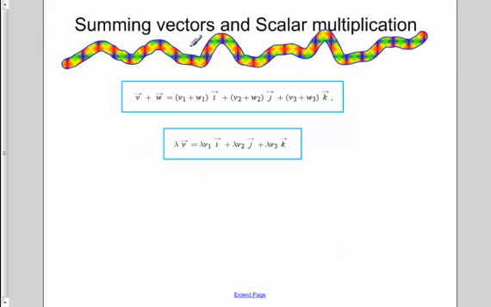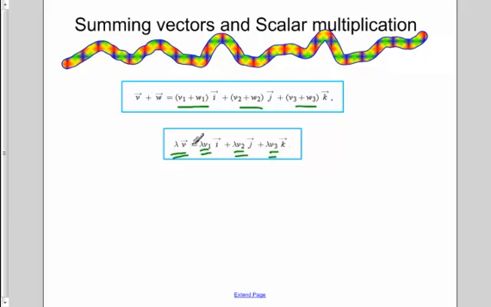Okay, so let's sum up some key ideas. If you have 2 vectors, vector v plus w, you just add their components. So you add the i components, and you add the j components and the k components. Similarly, scalar multiplication, you just multiply the scalar to each of their individual components.